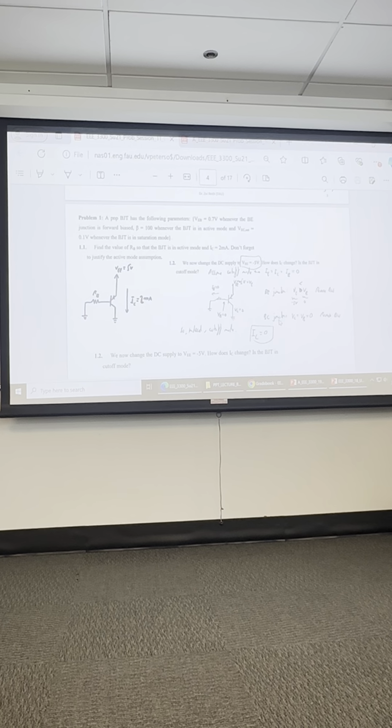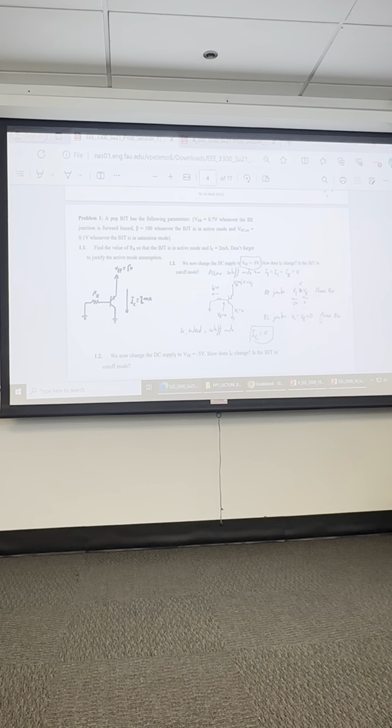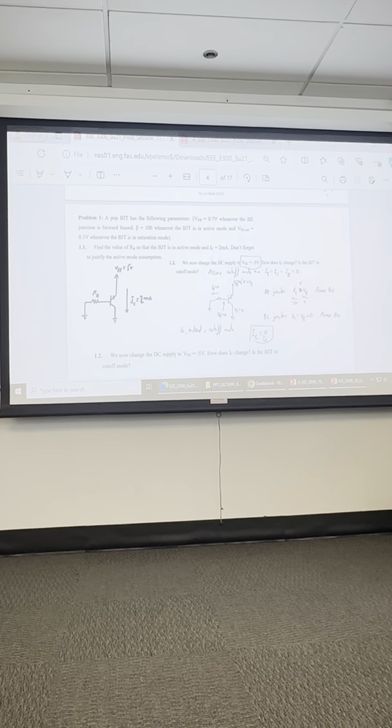The base collector junction, and this is reverse bias also. The collector is already grounded, the base is grounded, so the base collector voltage is zero, and that means there's reverse bias on the base collector and reverse bias on the base emitter. So I sub C is equal to zero.